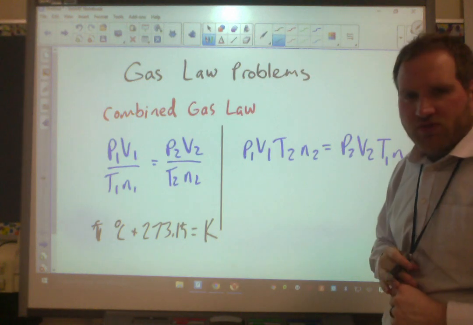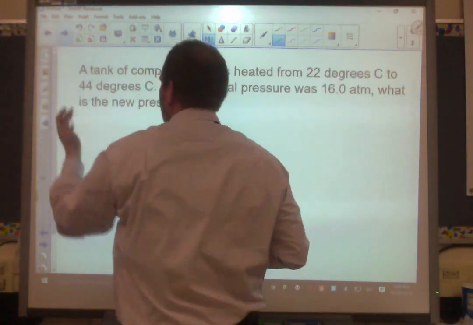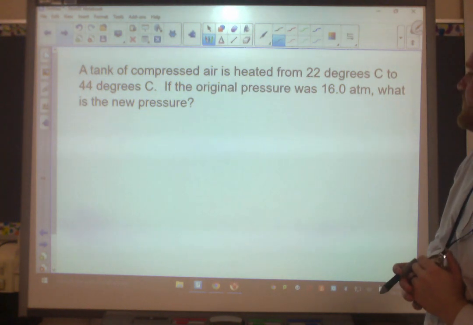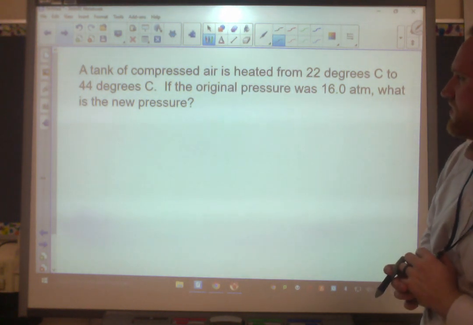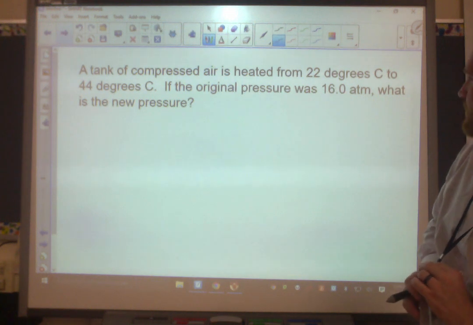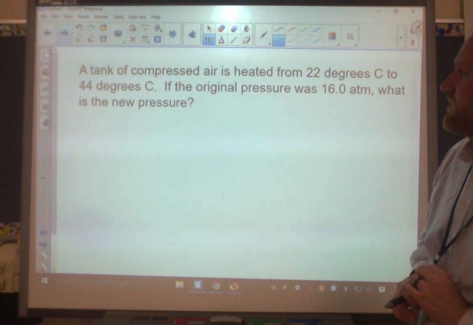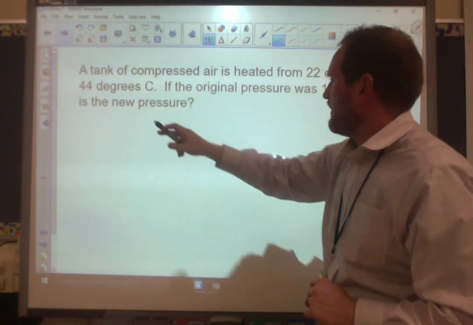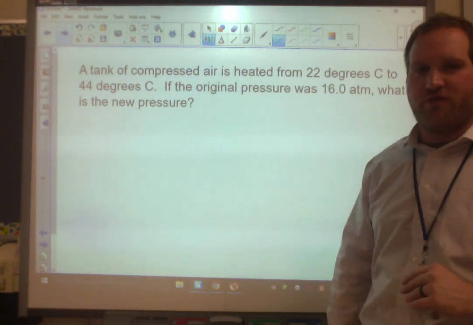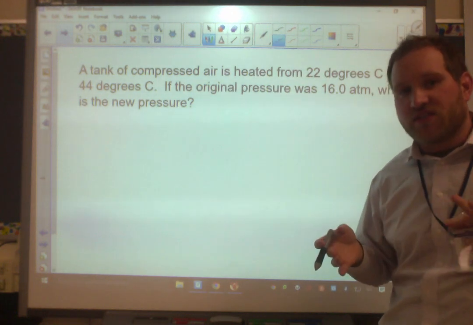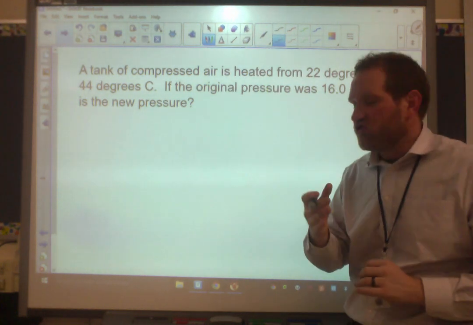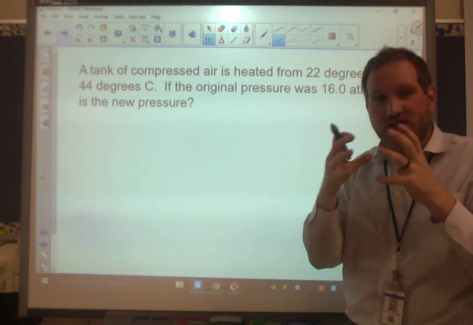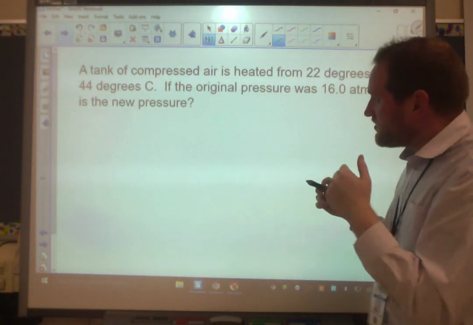All right, so let's go through a couple sample problems here. Question 1. A tank of compressed air is heated from 22 degrees Celsius to 44 degrees Celsius. If the original pressure was 16.0 atmospheres, what's the new pressure? All right, so we have our starting temperature and our final temperature. Notice 22 to 44. One might think it doubled in temperature. And you should know the relationship here. If you're going to heat a gas up in a fixed container, picture throwing a steel tank in a fire, that pressure is going to increase.